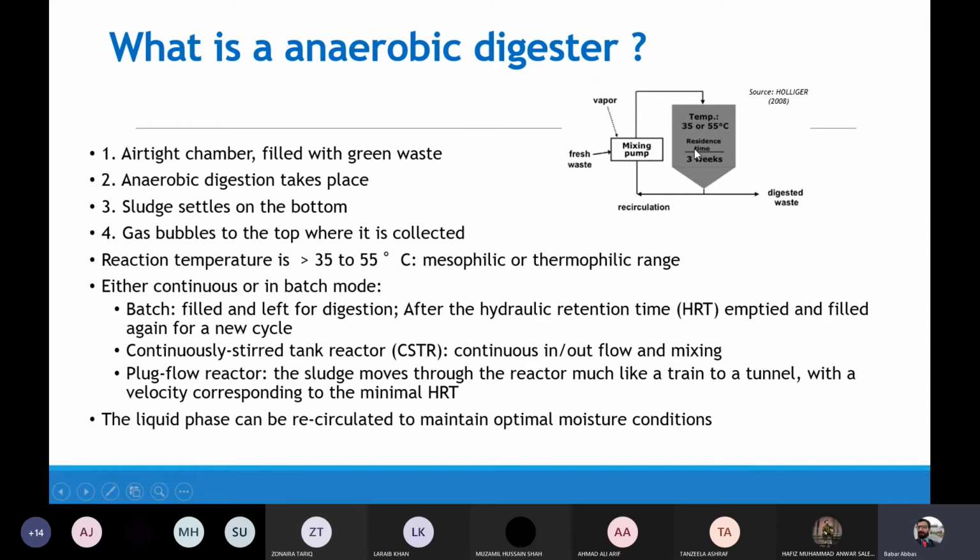This figure is also showing the closed vessel as an anaerobic digester and showing its different properties. For example, residence time of 3 weeks, temperature in the mesophilic to thermophilic ranges, mixing pumps, and a recirculation system. If you are collecting this slurry at the bottom, you can use it as digested waste, or you can recirculate it into the system once again.